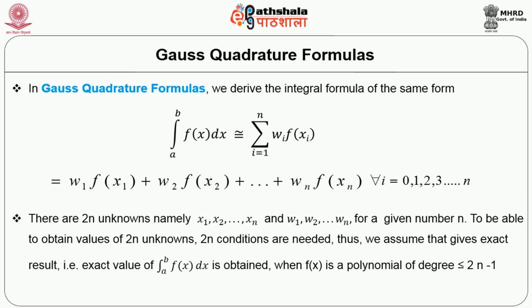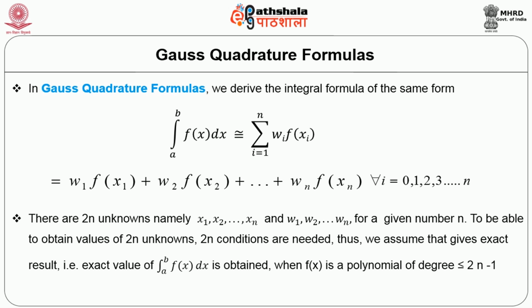So if we try to derive the general form, there are 2n unknowns, x1, x2, up to xn and weights w1, w2, up to wn. In order to find the formula, we will assume that this formula gives us the exact answer when f(x) is a polynomial of degree less than or equal to 2n minus 1. So the formulas will be of precision 2n, giving correct results for polynomials of degree 0, 1, that is 1, x, degree 0, 1, 2, 3, so on up to 2n minus 1.